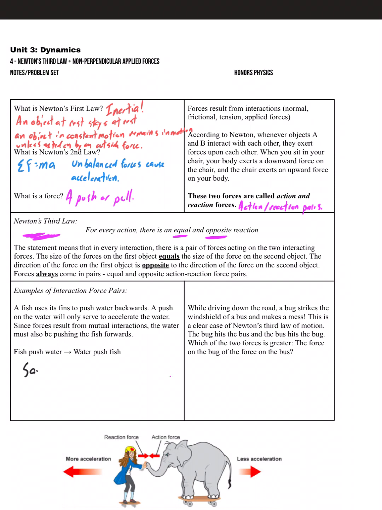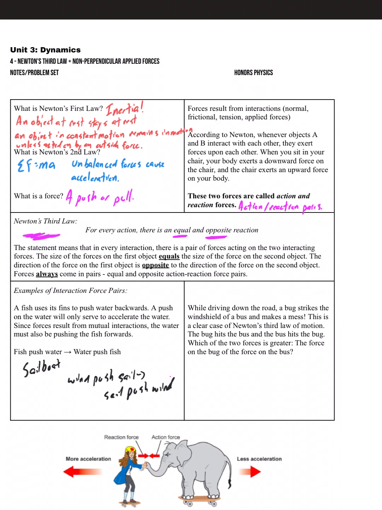Another way to think about this is using a sailboat, right? The wind pushes the sail. Well, the sail must also push back on the wind. It's kind of an interesting way to think about it, but that's exactly how it works. Another example that we talk about is a bug striking the windshield of a bus or a car and making a big mess. This is a clear case of Newton's third law of motion. The bug hits the bus and the bus hits the bug.